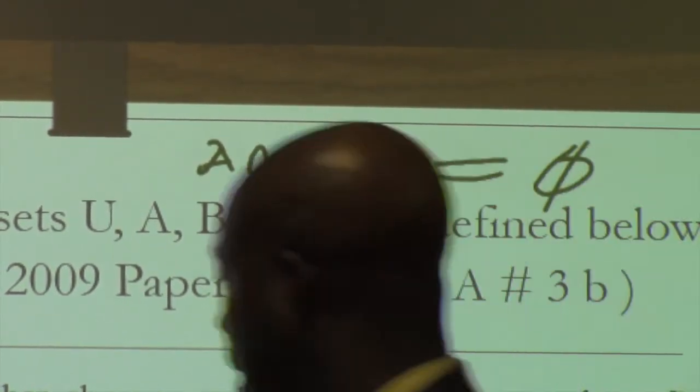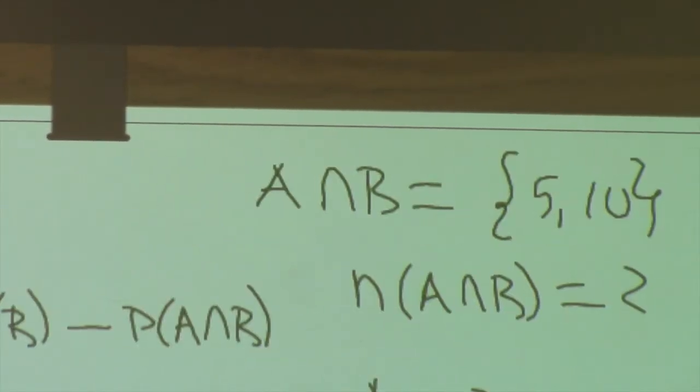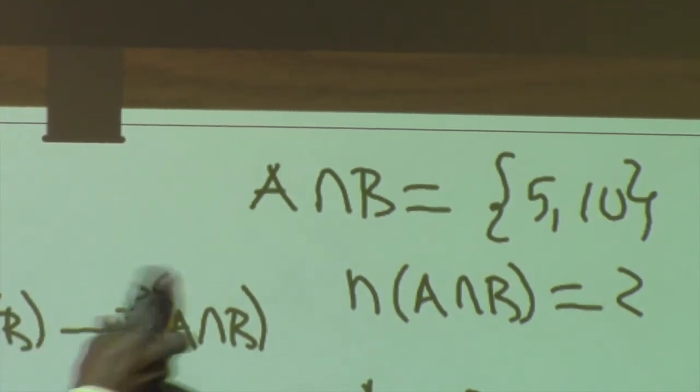So let's proceed now to computing what we have here. The first thing we have to do was the number of elements in A intersect B.